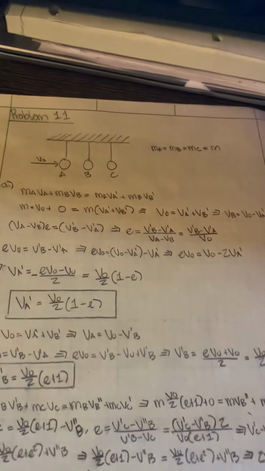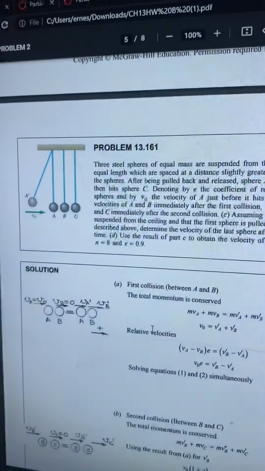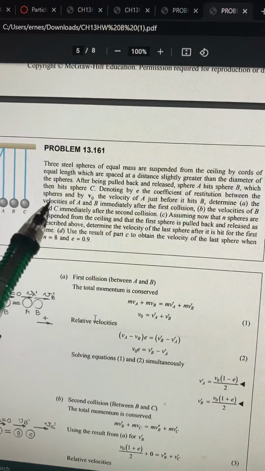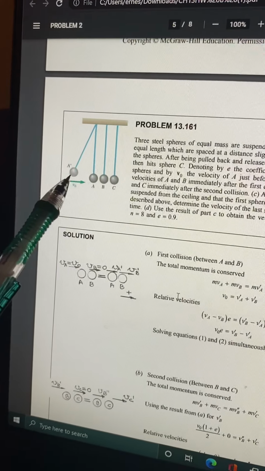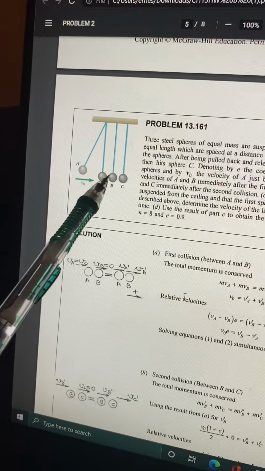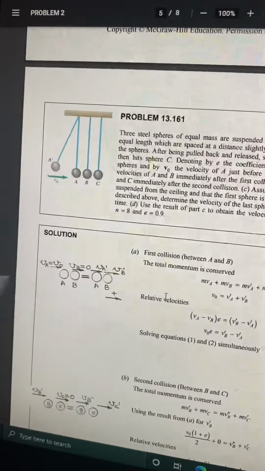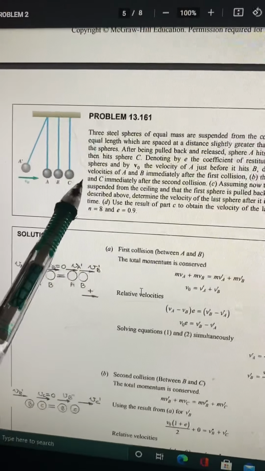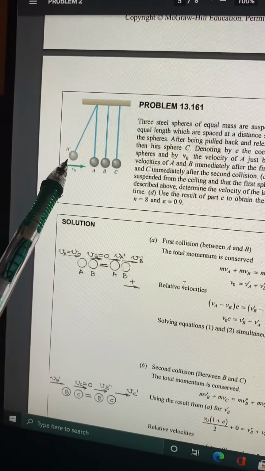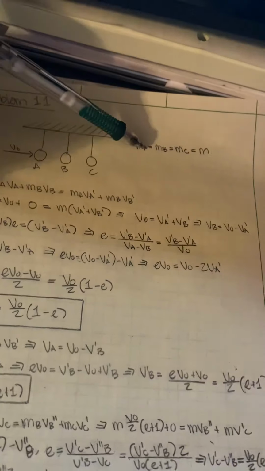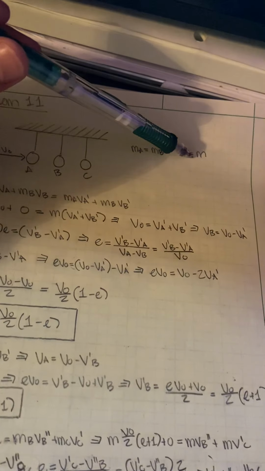Problem 11. This one was kind of tricky. I'll show you right here. We're given this figure as a problem statement. This initial velocity is going to knock into both of them, and it wants us to determine the velocities of A and B immediately after the first collision. So we know that the masses of all three of them are equal to each other, so M would just equal the mass of all of them.